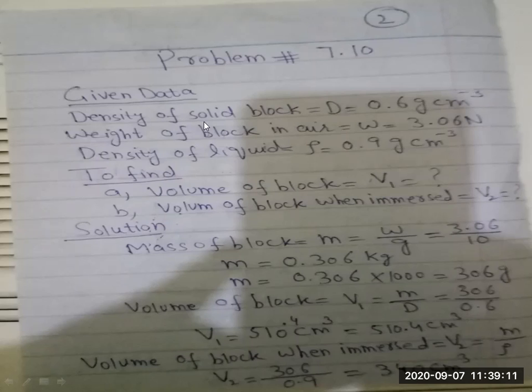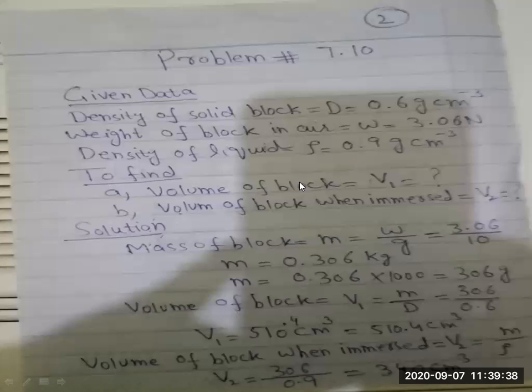Given data: the density of the solid block, noted with capital D, is 0.6 gram per centimeter cube. The weight of the block in air, which I represent with W, is equal to 3.06 Newton. The density of the liquid is also given, which is 0.9 gram per centimeter cube. Here we are asked to find the volume of the block.